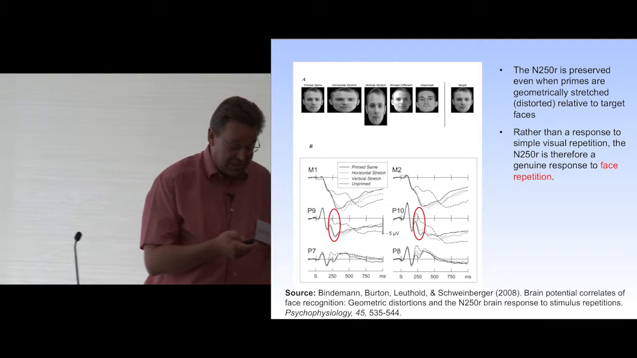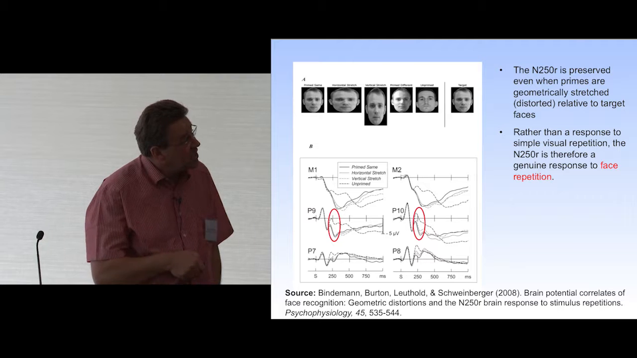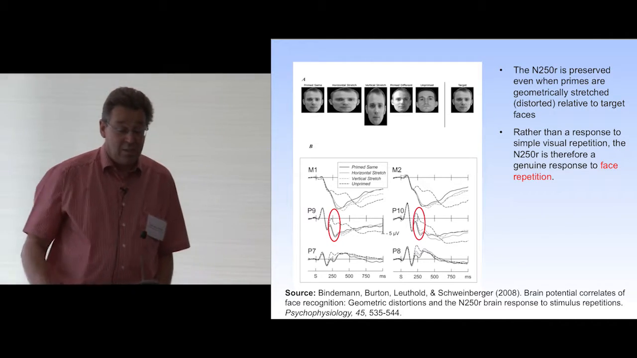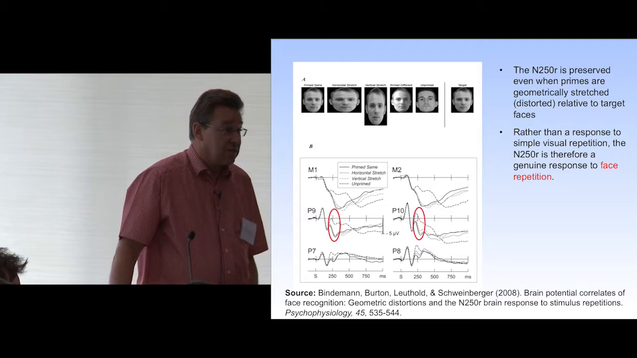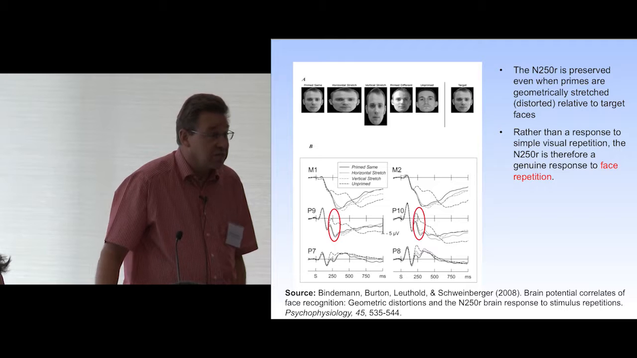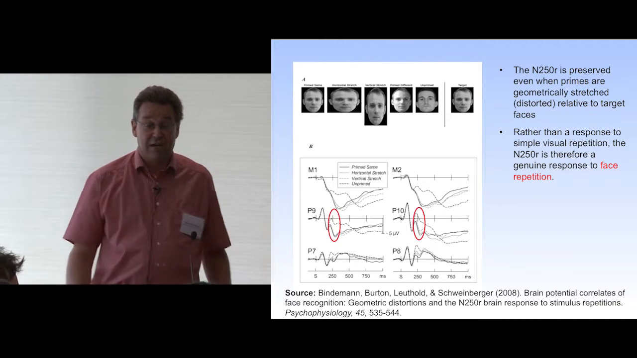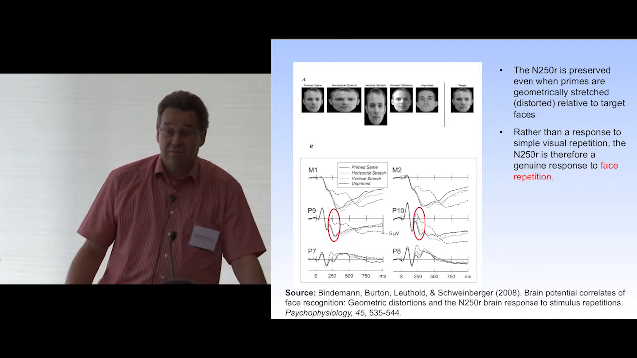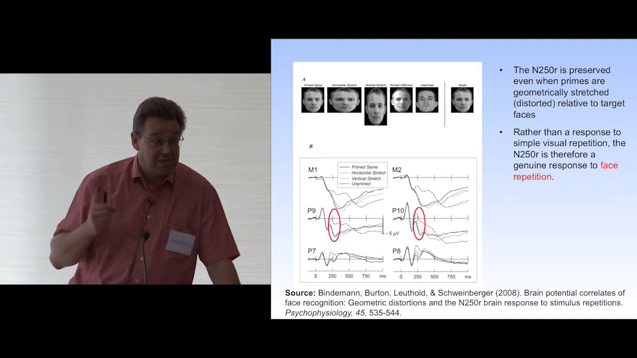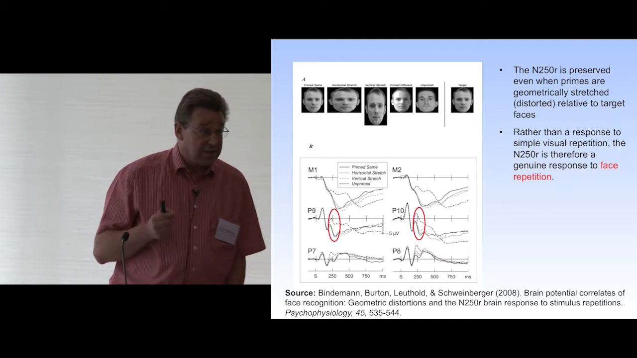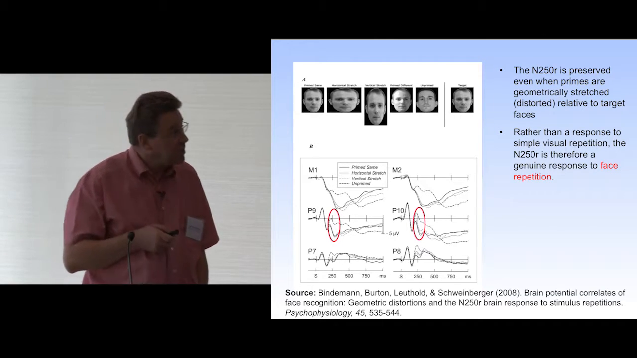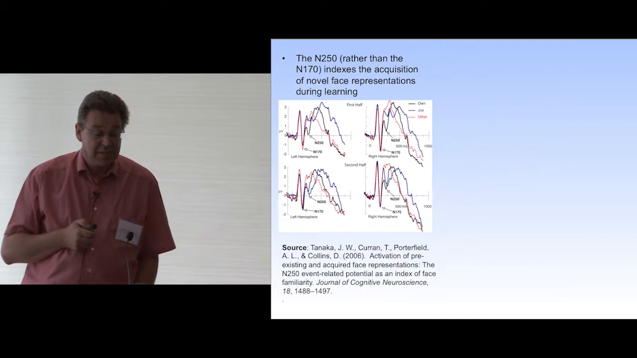And we've just used this as a tool to see whether, if we manipulate the primes in that manner, the N250R repetition effect is affected. And the study shows actually that the N250R repetition effect completely survives this kind of stretching, which suggests that the N250R indexes face recognition. At least it doesn't simply index the visual overlap between two successive facial images.